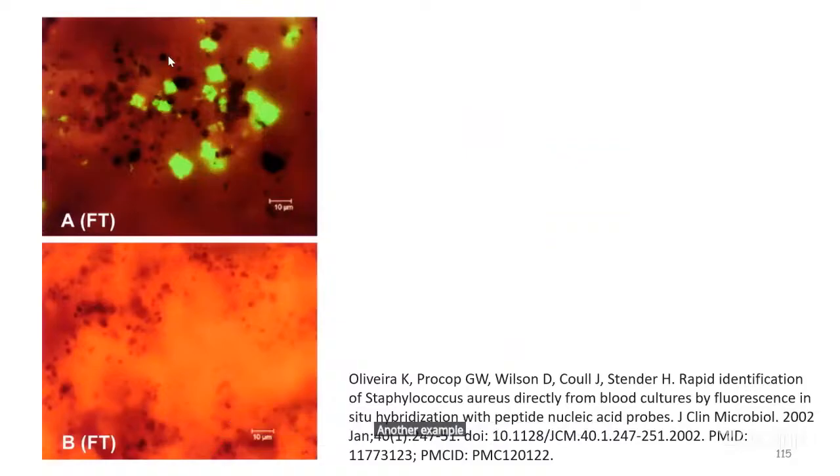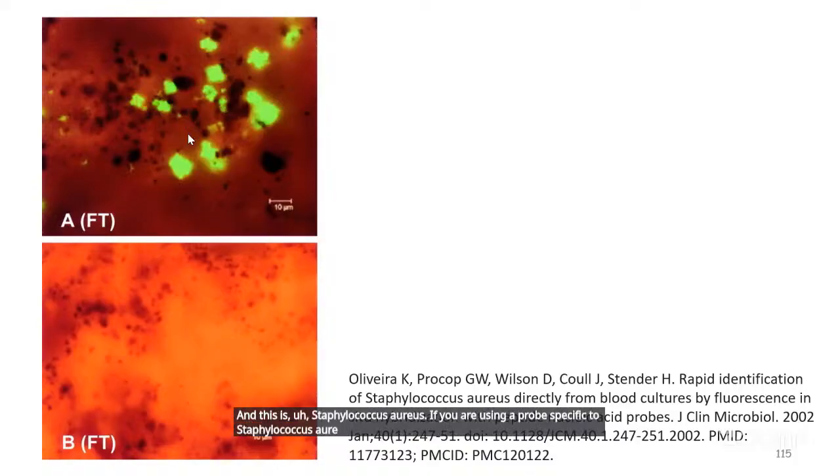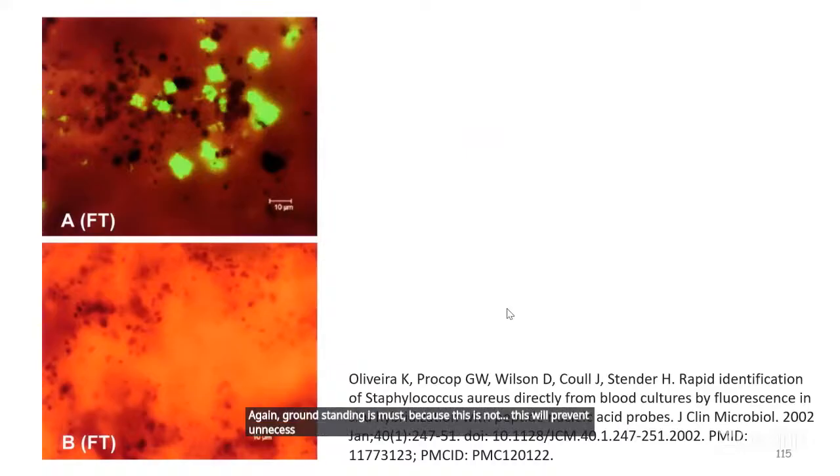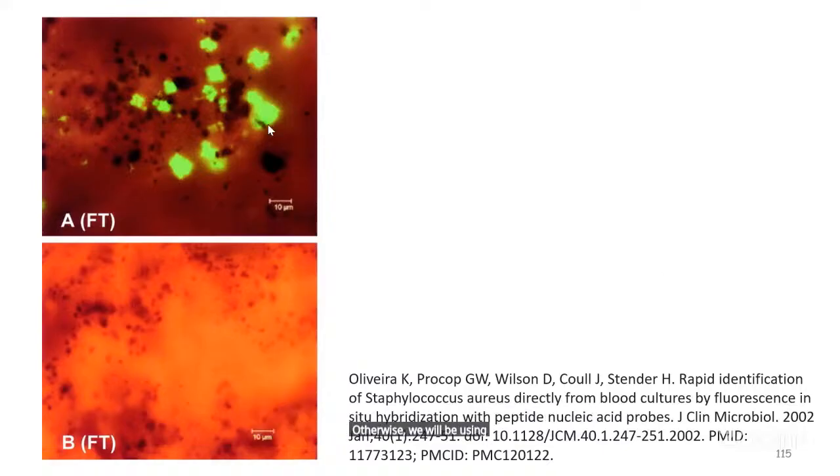Another example is, again, from a positive blood culture bottle. And this is Staphylococcus aureus. If you are using a probe specific to Staphylococcus aureus, it will just tell you it is Staphylococcus aureus or not. If you are using the probe specific for the mecA gene, it can tell you whether it is MRSA or not, right? But one thing is important before doing PNA FISH: gram staining is a must, because this will prevent unnecessary use of PNA FISH. It will help you choose the right probe. Otherwise, you will be using an MRSA probe on E. coli if you do not do the gram staining of the bottle.